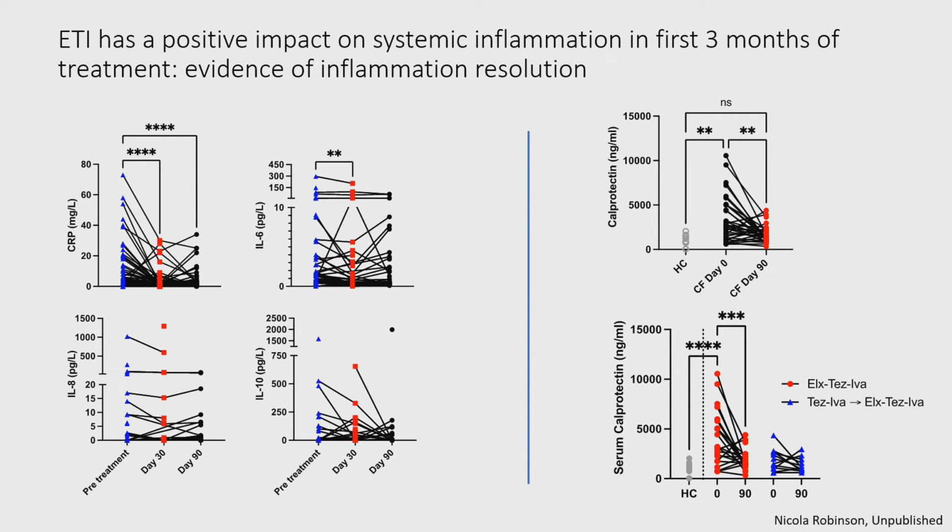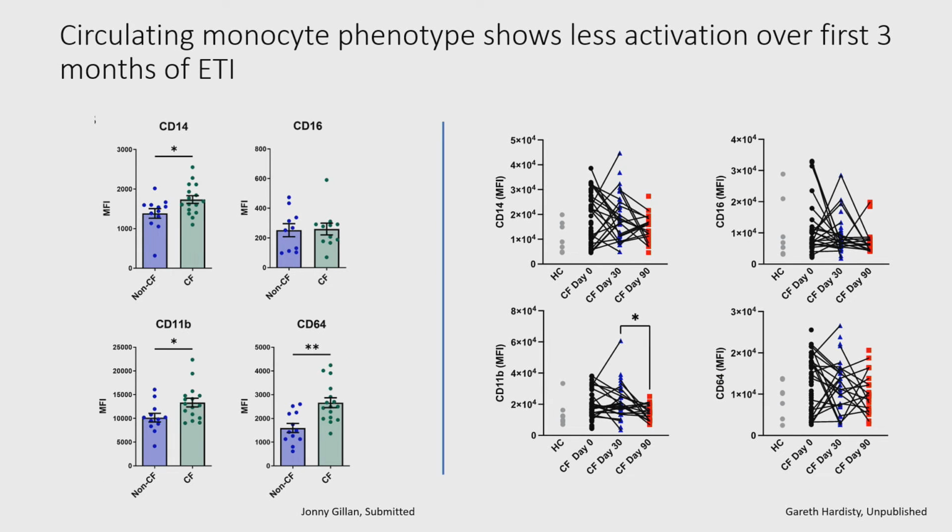Patients who had switched to ETI from previous TEZ-IVA therapy showed a trend, but not as significant a change, and that's probably because they'd already suppressed their level of systemic inflammation following a year or so of treatment with TEZ-IVA, which of course is not as efficacious a CFTR modulator, but was probably causing some effects in these patients to reduce inflammation.